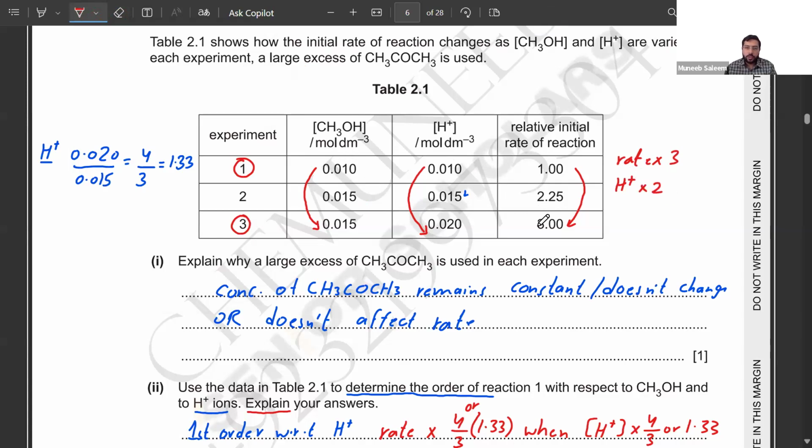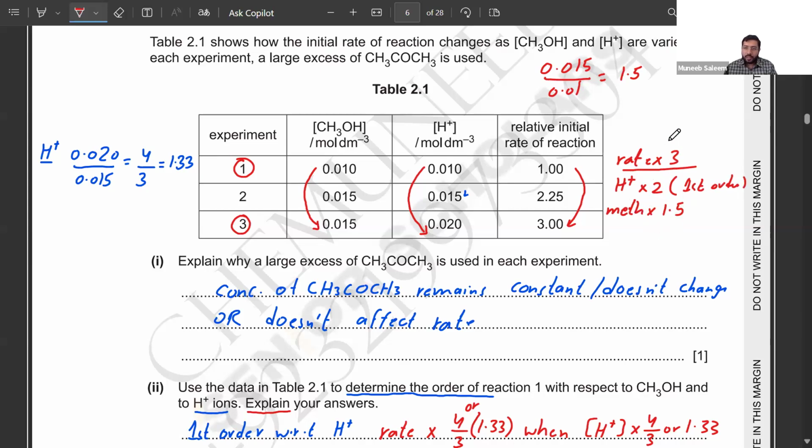On the other hand, the concentration of the methanol, how do we find how much its change is? Again, the same calculation, 0.015 divided by 0.01 gives you 1.5. So methanol has been increased by 1.5 times. So the rate changed by 3 times, whereas hydrogen was increased by 2 times and methanol changed by 1.5. We know that with respect to hydrogen, it is first order, but we do not know about the methanol.